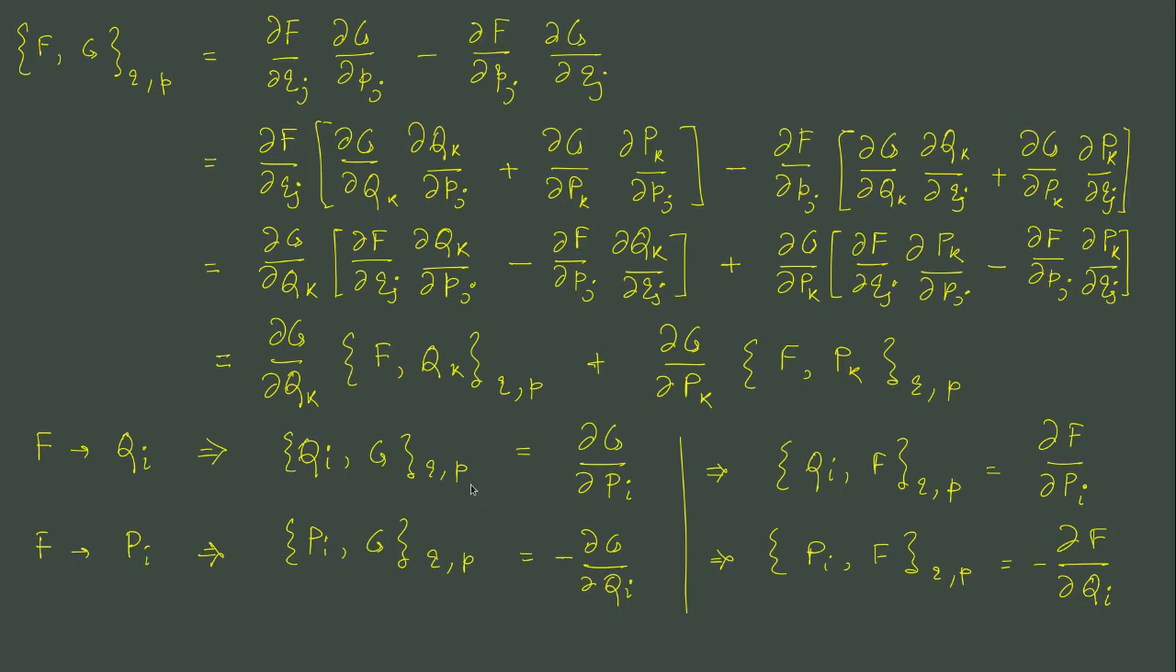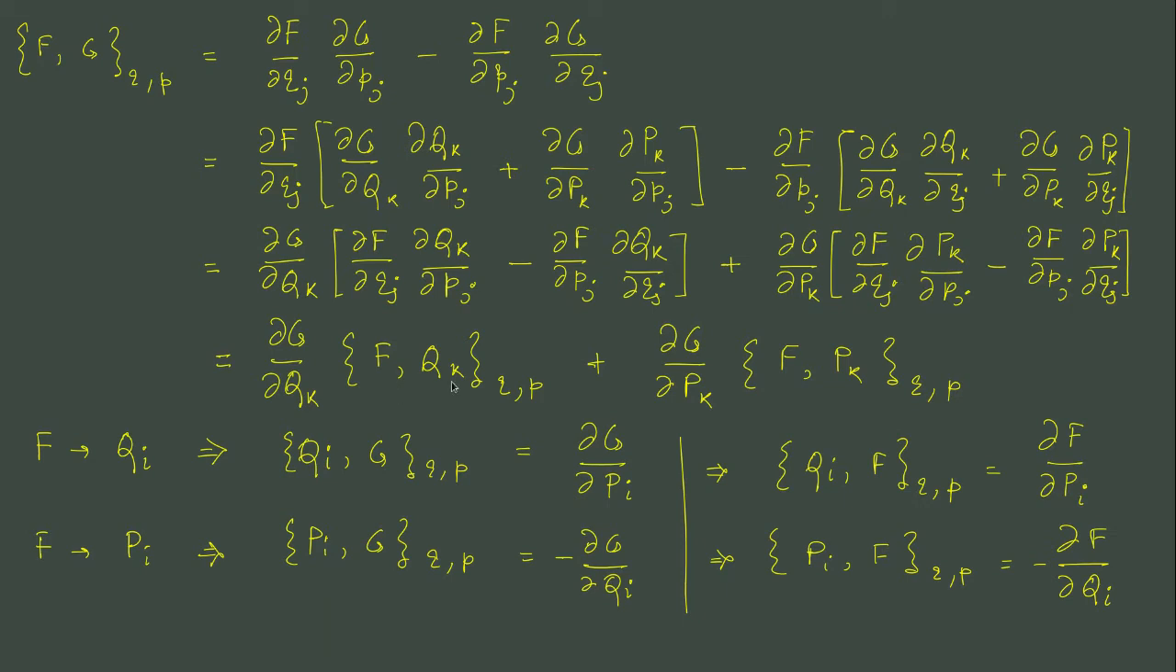I mean, this is with G, but we can get the same thing in terms of F also. In fact, we can simply replace G by F here, because G is an arbitrary function. So whatever applies for G applies for F too. So it would be the Qi, F bracket is del F del Pi, and the Pi, F bracket is minus del F del Qi. These expressions we can substitute upstairs here.